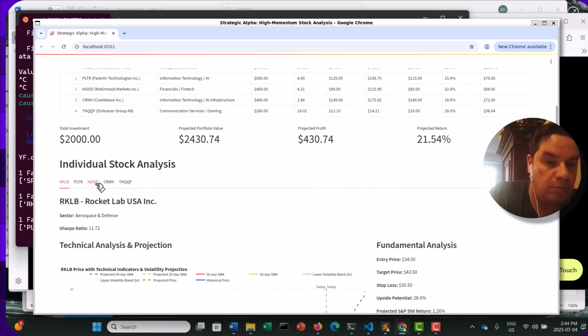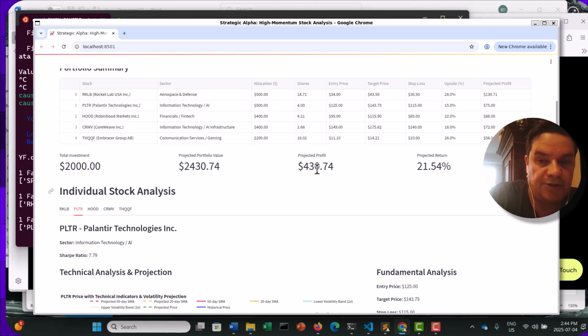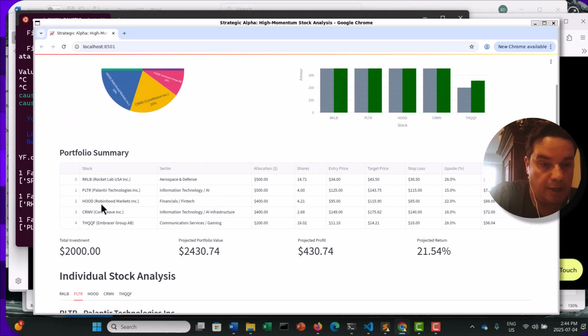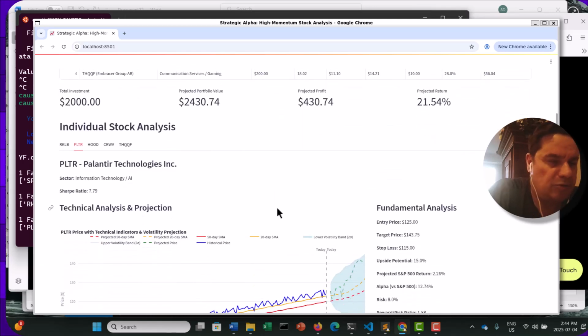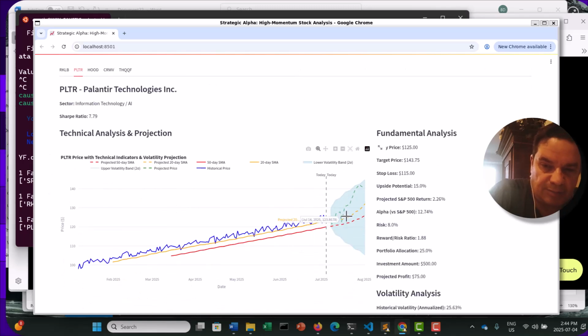So, Palantir, as you can see here, only a 15% return. Only, that's pretty good. It's still beating the standard markets by about 7%. But everyone's going to ask about Palantir. So here's the projected price line. I think it starts to dip in the next 4 weeks.